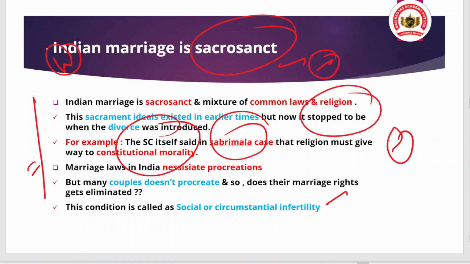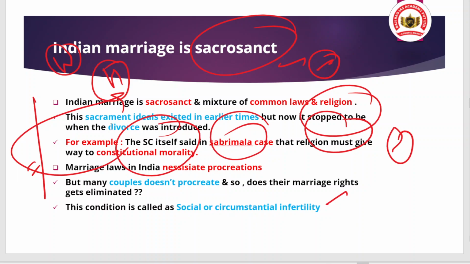In social morality, basically we try to establish the principles of the society. So there can be a conflict of interest between constitutional morality and social and religious morality. So here we are seeing that conflict. But in the Sabarimala case, what did the Supreme Court say? The Supreme Court said that religion must give way to constitutional morality, meaning the establishment of the principles of the constitution. So here the Supreme Court may have adopted the principle of constitutional morality. That is the principle.